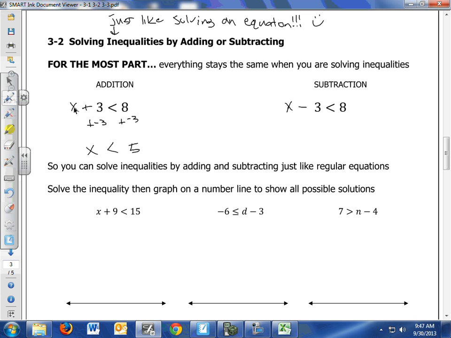I could plug in 4. 4 plus 3, that's 7. 7 is less than 8. Good. I can plug in 4.99999. 4.99999 plus 3 is 7.99999. That's a little bit less than 8. So we're good there. Okay?